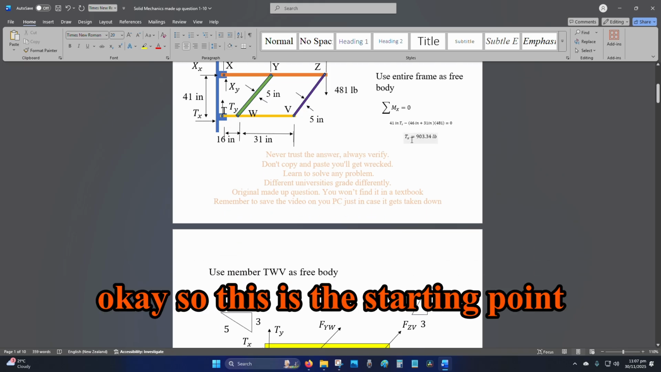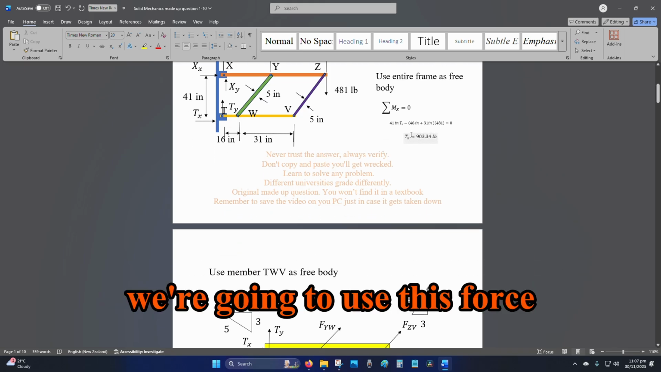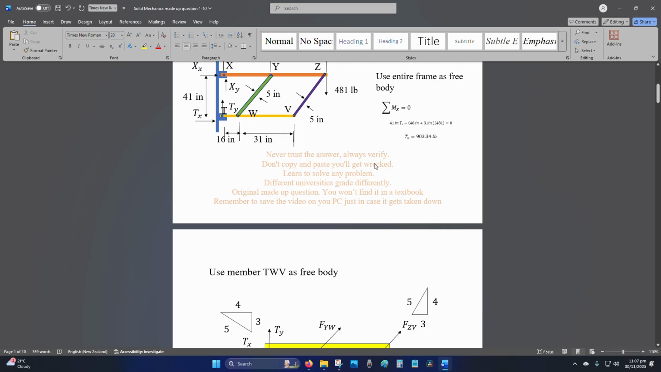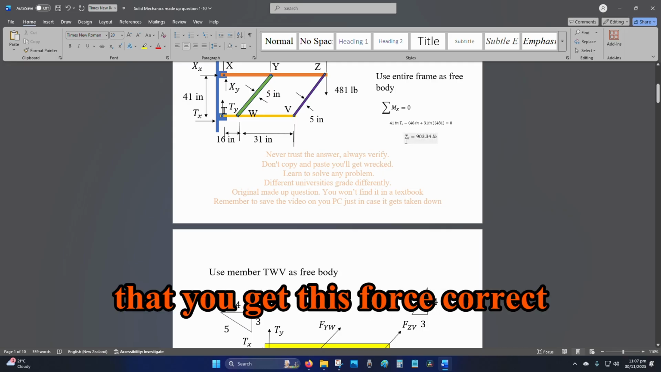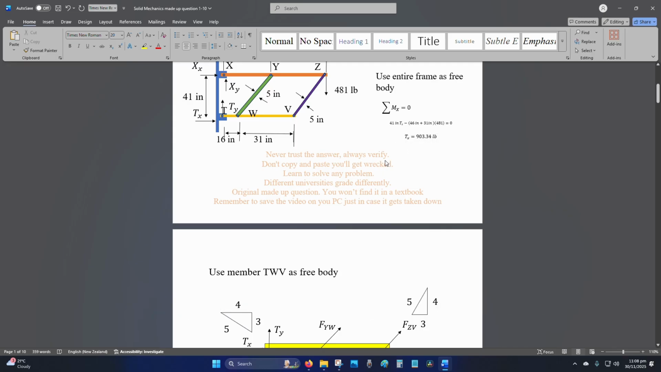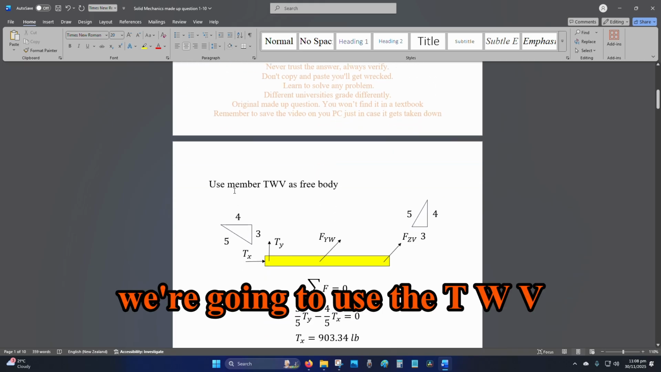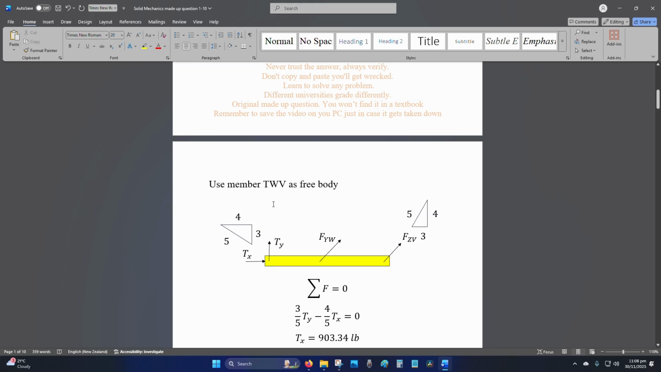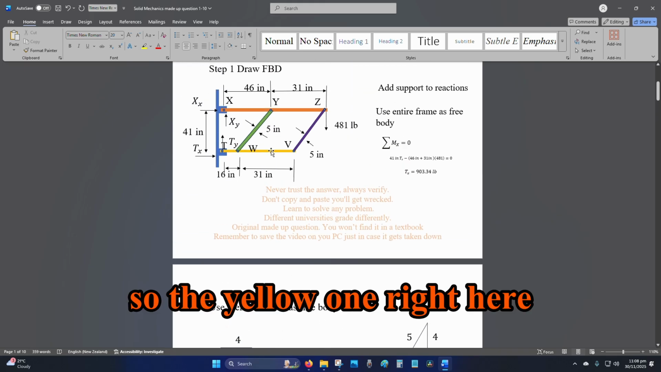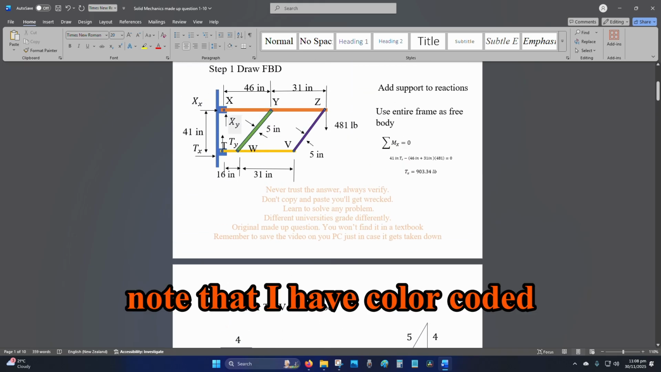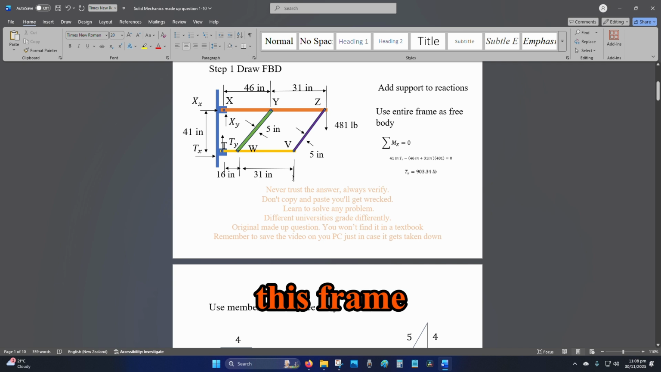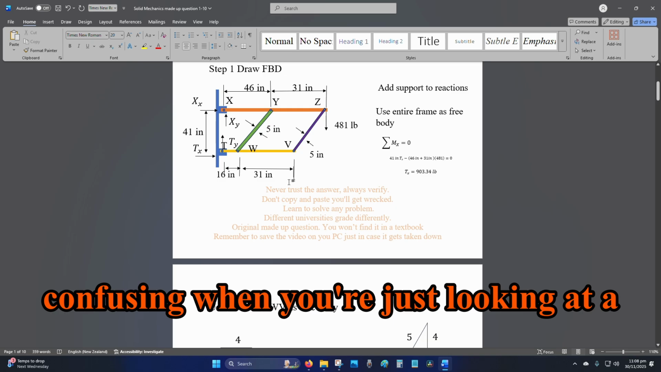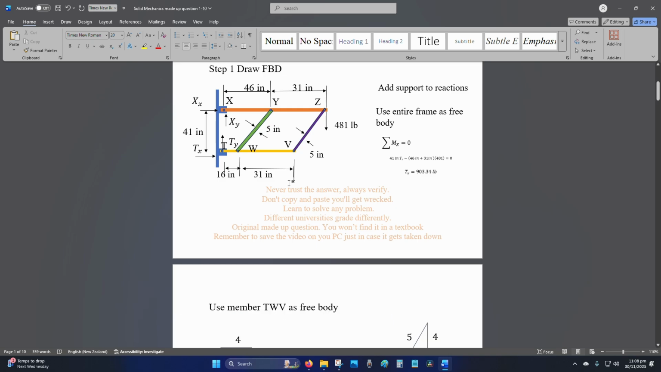Okay, so this is the starting point. We're going to use this force to find all the other forces. So that's really critical that you get this force correct. So next up, we're going to use the TWV member or link, the yellow one right here. Note that I have color-coded this frame to help students. It can be confusing when you're just looking at a black and white diagram.